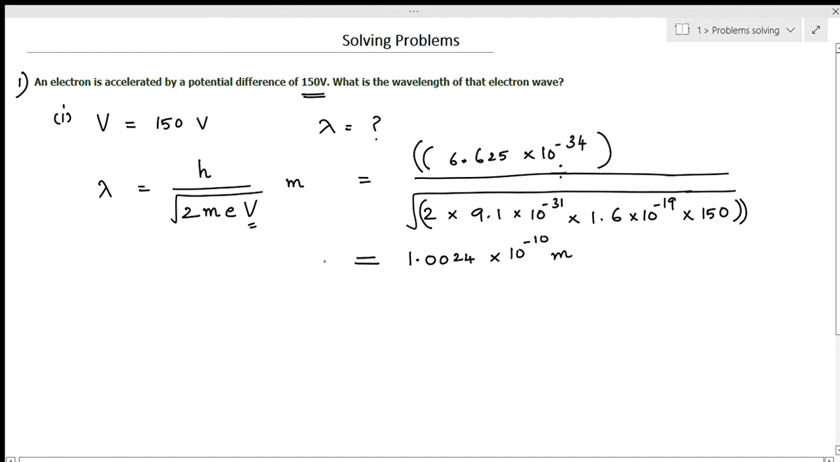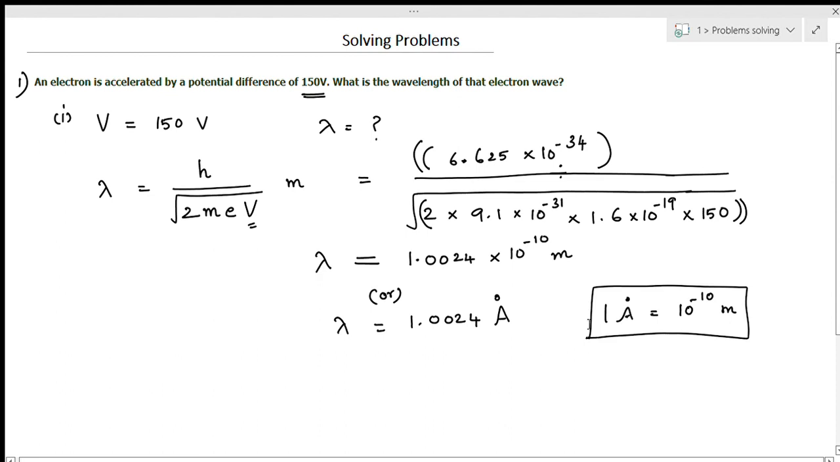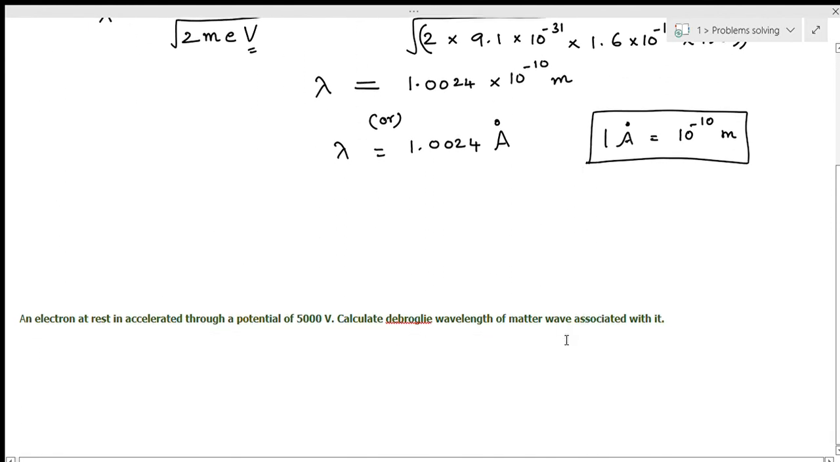So this is the wavelength of the electron wave, or you can even express this in angstrom unit, 1.0024 angstrom unit, because 1 angstrom unit is equal to 10 power minus 10 meters. So these types of problems can also be asked on this basis.